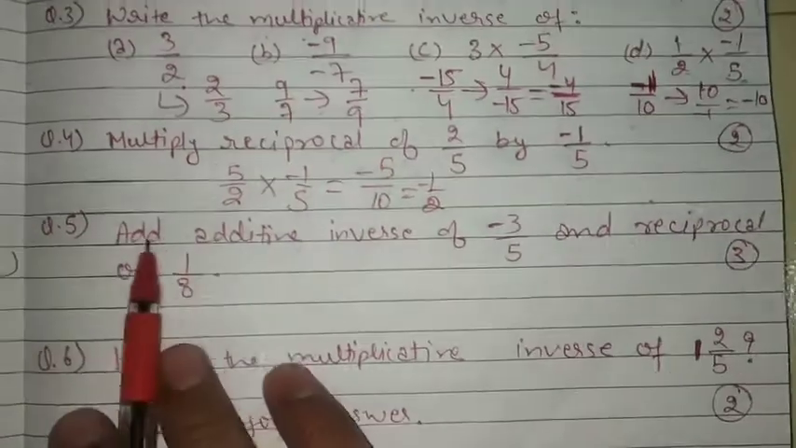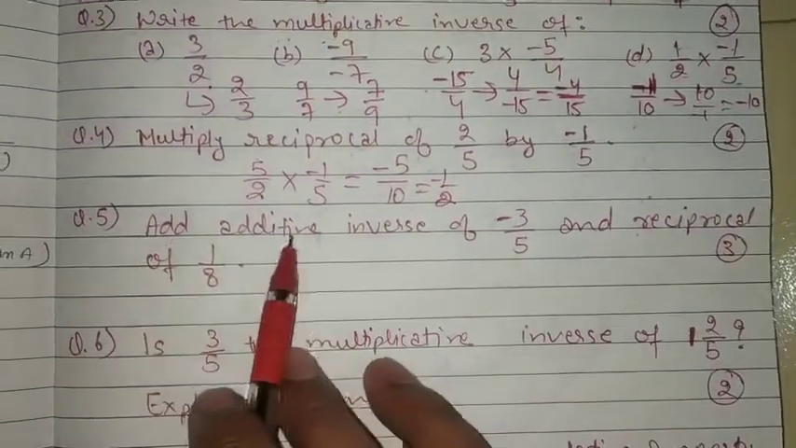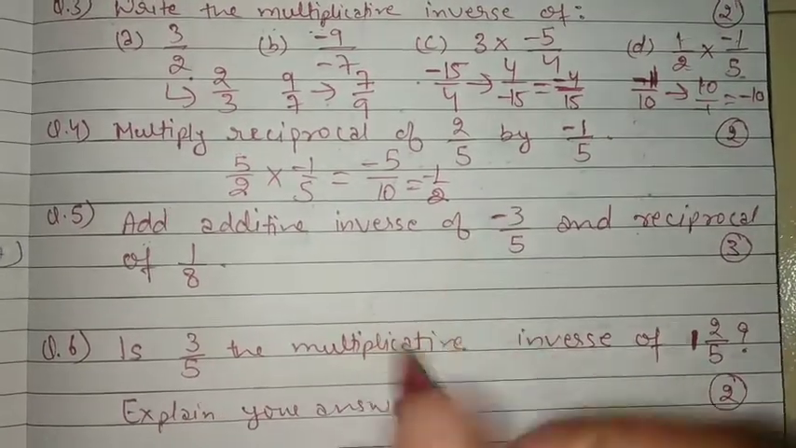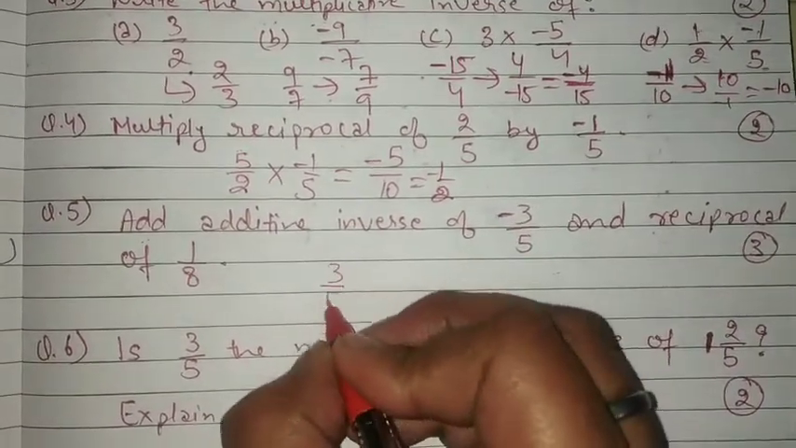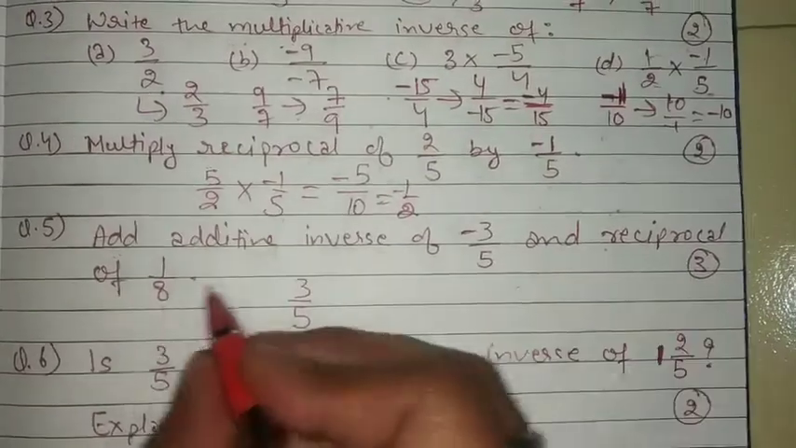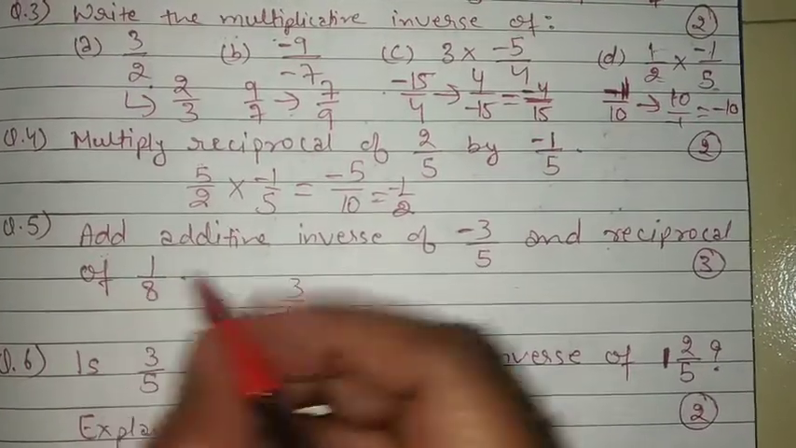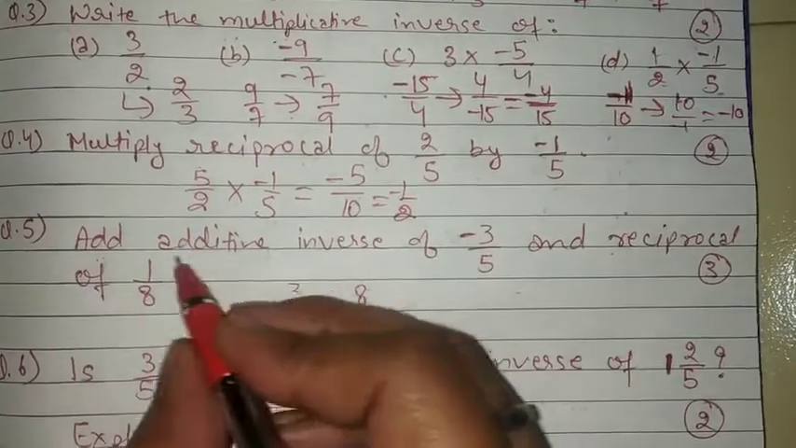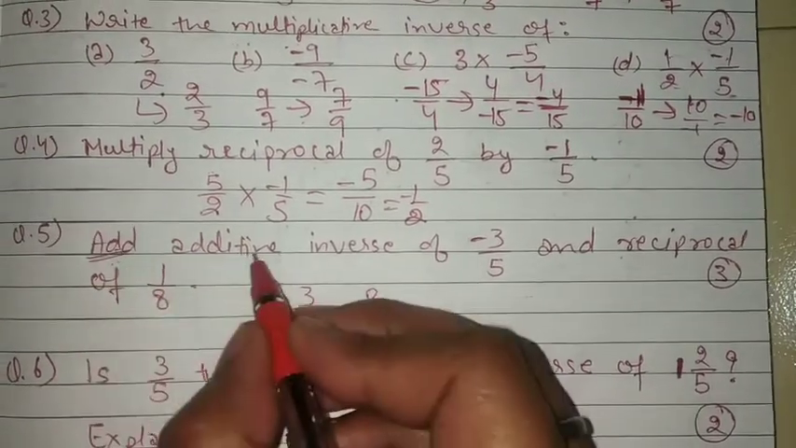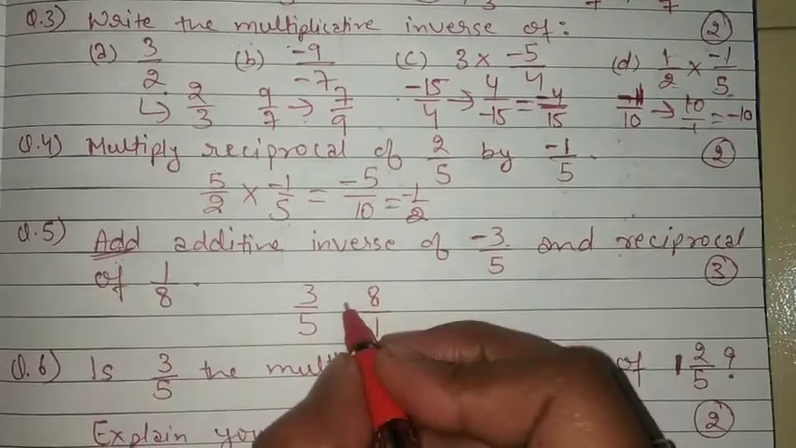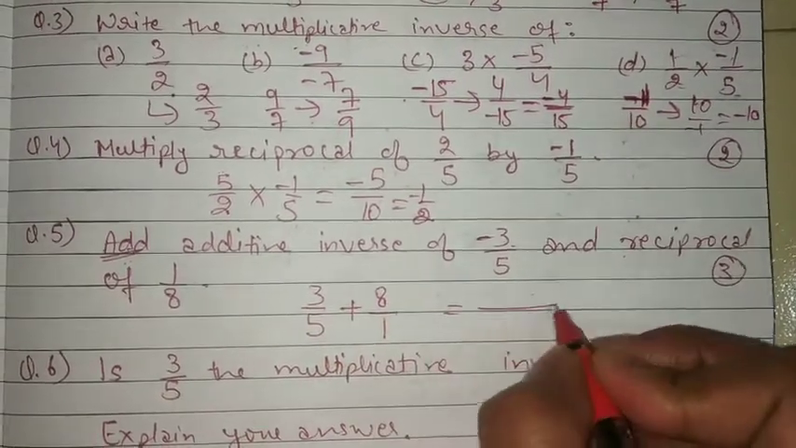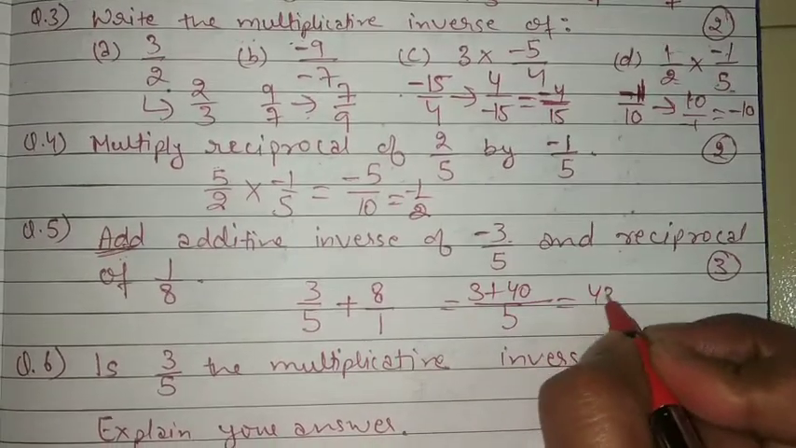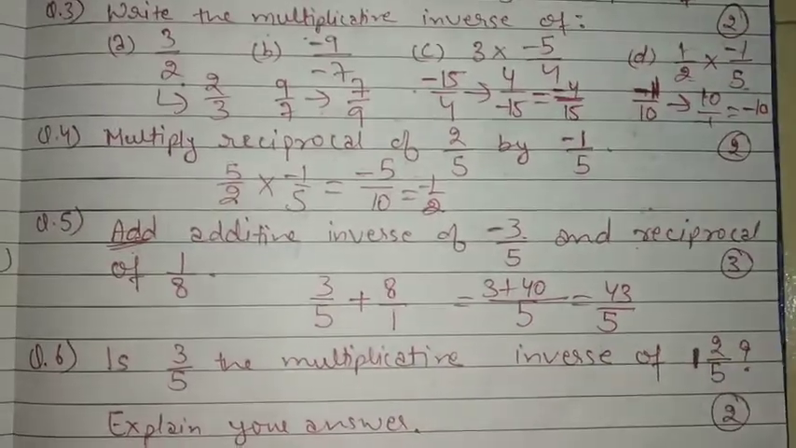Okay, now next question, add the additive inverse of minus 3 by 5 and the reciprocal of 1 by 8. The additive inverse of minus 3 by 5 will be 3 by 5, this is clear. What is the reciprocal of 1 by 8? This will be 8 by 1, and we need to add them. So on taking LCM 5, it will be 3 plus 40, that is the answer will be 43 by 5.